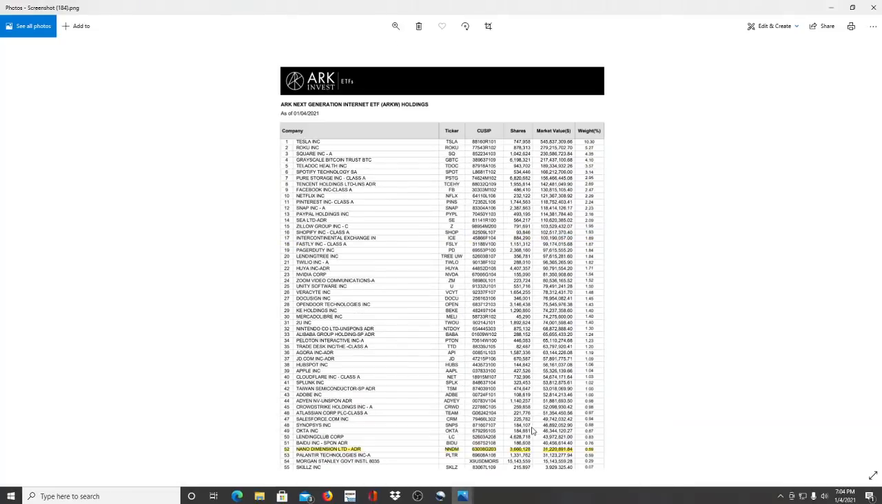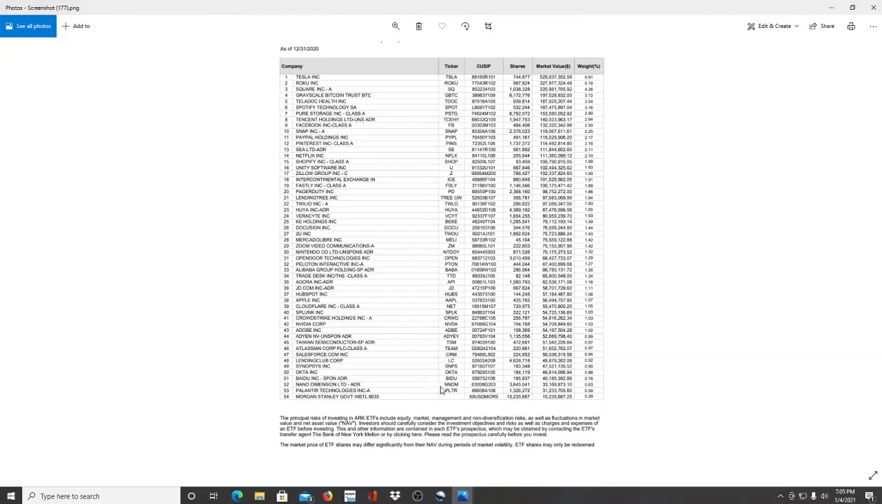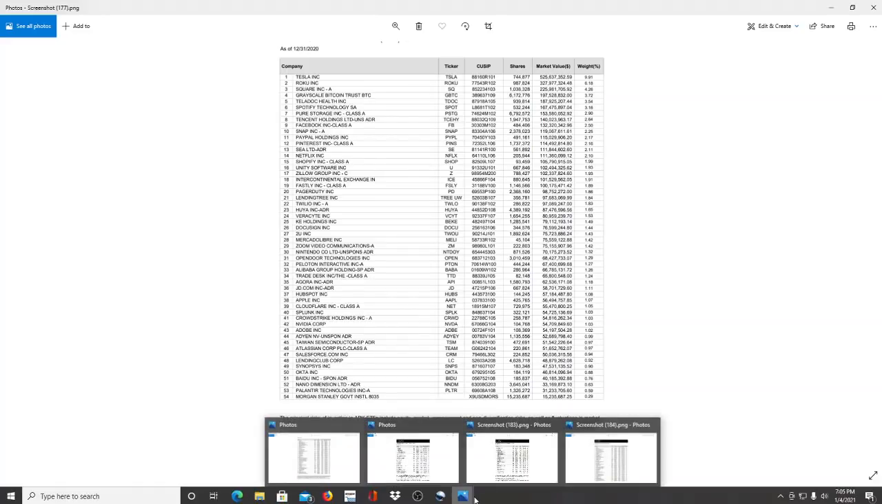So it's all the way at the bottom. It's SKLZ, Skills Inc. I've seen a lot of things about it, and they've made a pretty large purchase on this company, and it got added to ARKW. I found that very interesting, and it's a pretty big deal because when you look here, it was not in this portfolio.